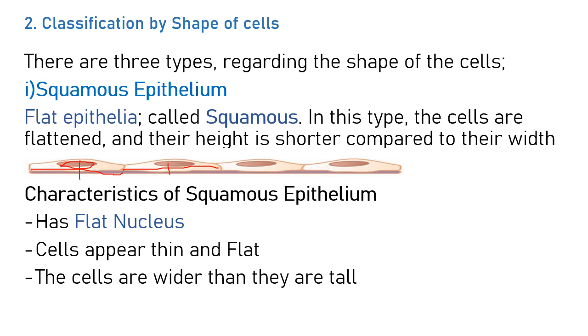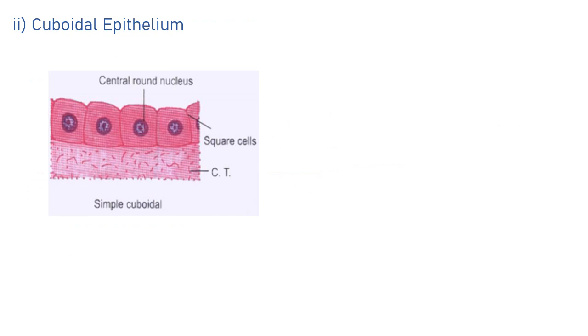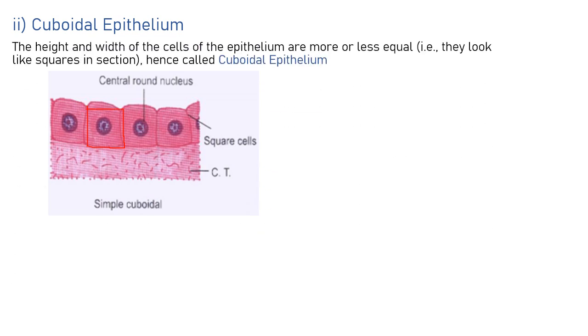I mean, we've already mentioned that the height is actually shorter than the what? Than the width. Hope that makes sense. Then the next shape is cuboidal. Cuboid, like cube. So whenever we talk of cuboidal, the cells actually appear in a cube shape or a square shape. As you can see here, this cell looks like a square. So the height and the width are almost more or less equal. They look like squares in section. This is the keyword when you talk of cuboidal epithelium.